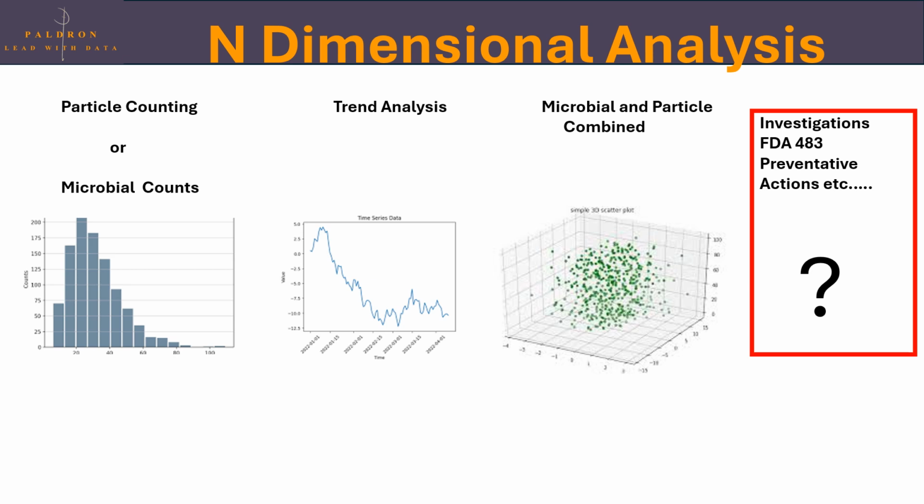It can take all of these different types of variables and then actually reduce them to single individual dimensions, and make it very easy for us to not just visualize, but also project and show which direction things are moving in. So we can help with investigations, 483s. We can do all types of preventative actions, corrective actions, all as a result of this multi-dimensional analysis. And that's really the power behind machine learning.